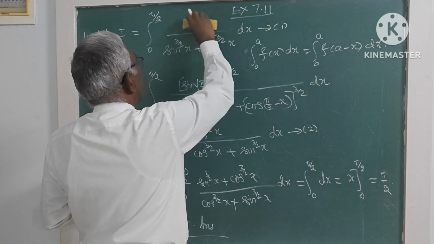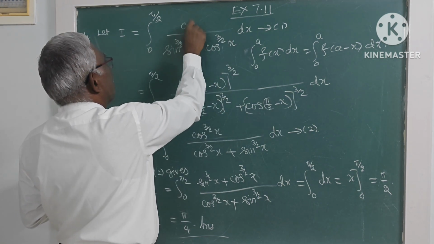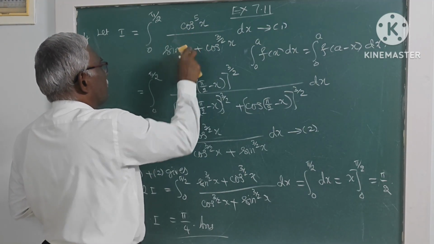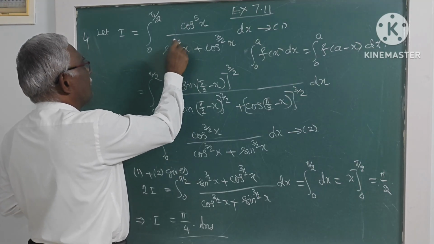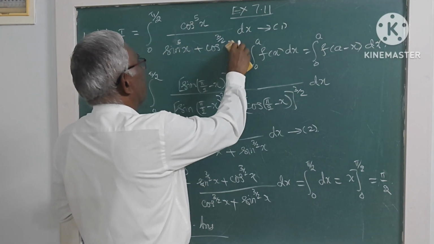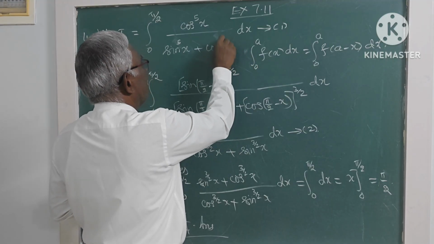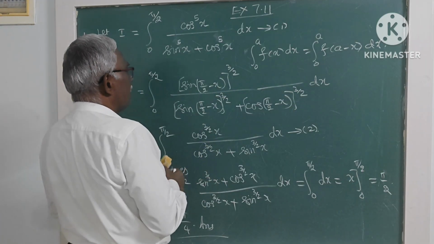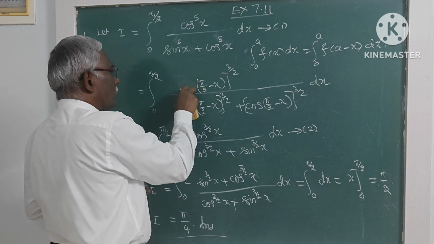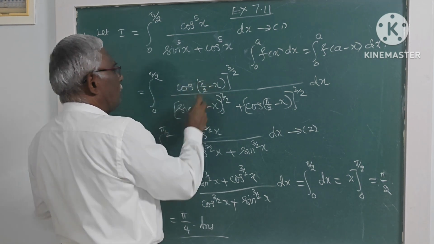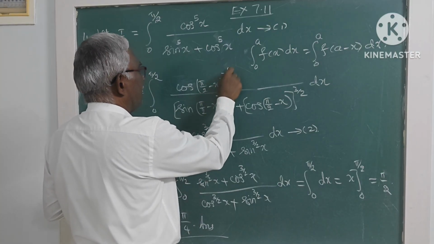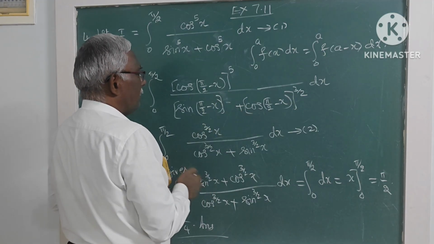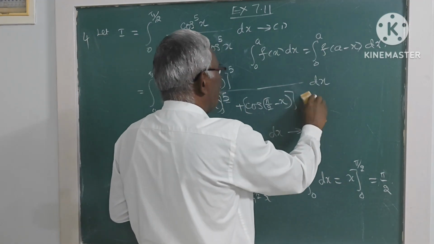This is cos x power 5 upon sin x power 5 plus cos x power 5, again we'll use the property, then this will become cos of pi by 2 minus x power 5, this will be power 5, again this also power 5.